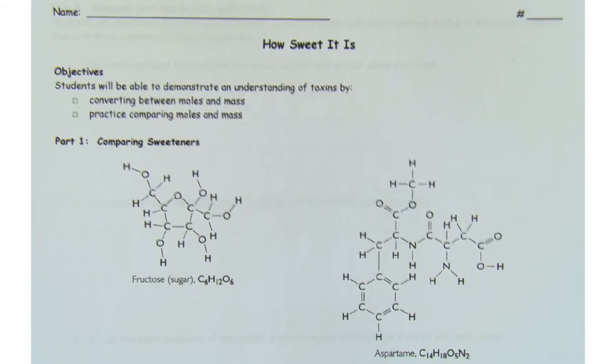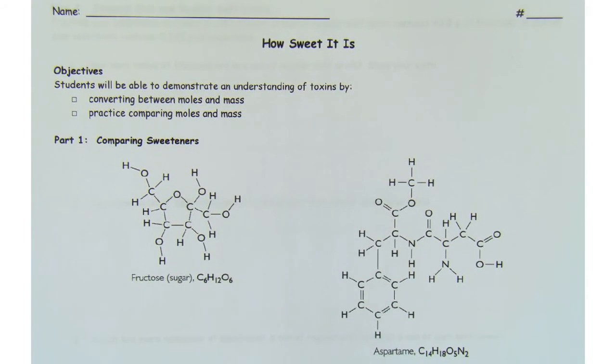So the first page talks about two different sweeteners. Okay, we have fructose and aspartame. So fructose is in regular soda, aspartame is in diet soda. They're two different sweeteners, so they both taste sweet.